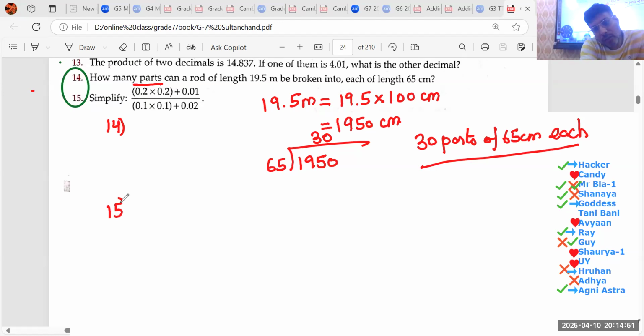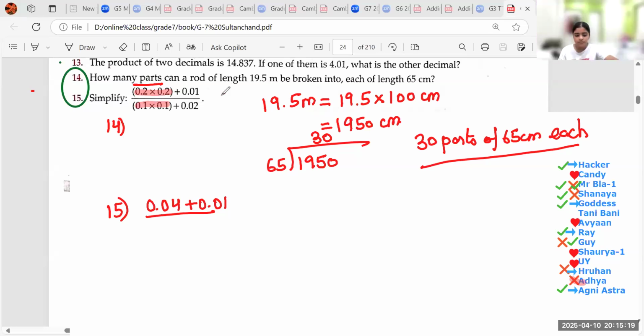Now 15th question. Those who got it wrong, I will ask from them. Shania, what is 0.2 times 0.2? 0.04. 0.04 plus 0.01. And who else got it wrong? The second question. Miss Adya, what is 0.1 multiplied with 0.1? 0.02.